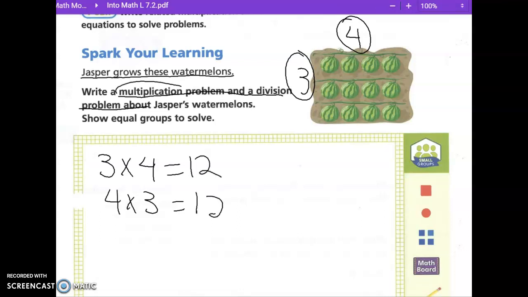Okay, so we wrote our multiplication problem. Now what do we have to do? Division. Right, and can you tell me what division sentences, equations I might write? 12 divided by 4 equals 3, or 12 divided by 3 equals 4. Okay.